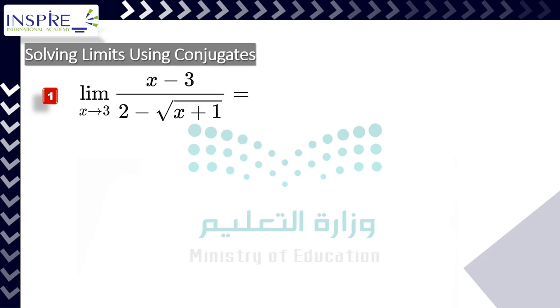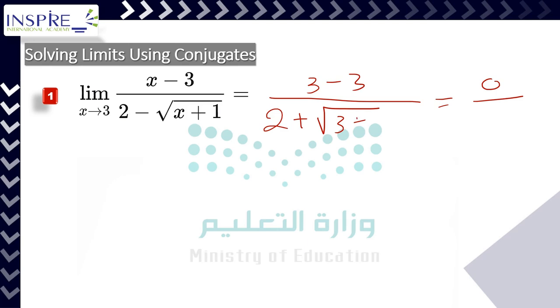Okay, your first step is plug in 3 in this function. So it will be 3 minus 3, which is equal to 0, over 2 plus root 3 plus 1. Sorry, this one is minus. Which is equal to 2 minus 2 equal to 0. Okay, in this case we have a square root, so we will use conjugate.